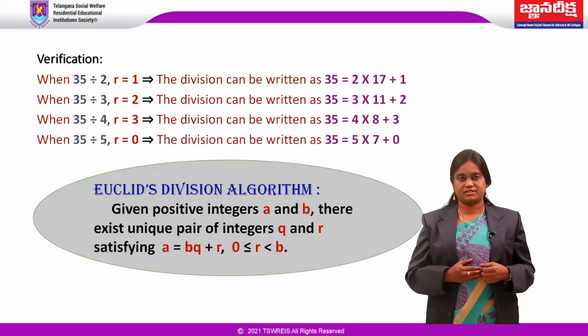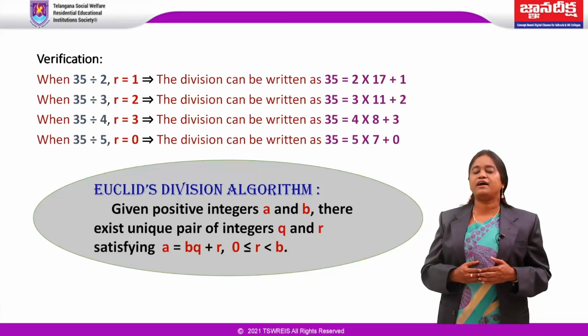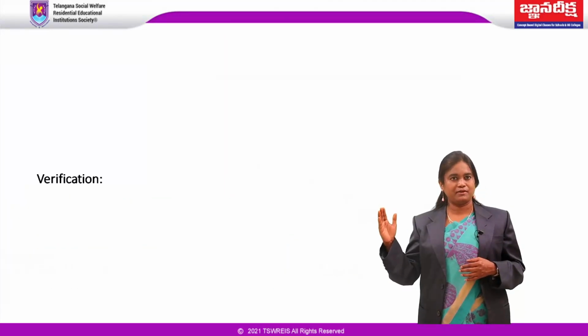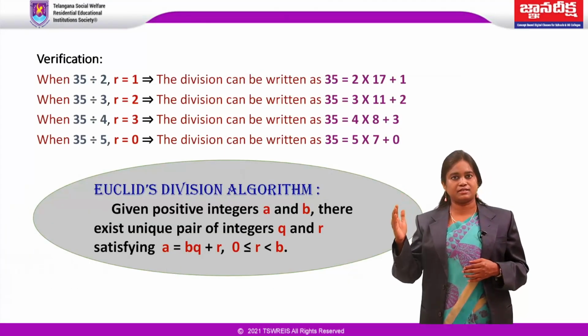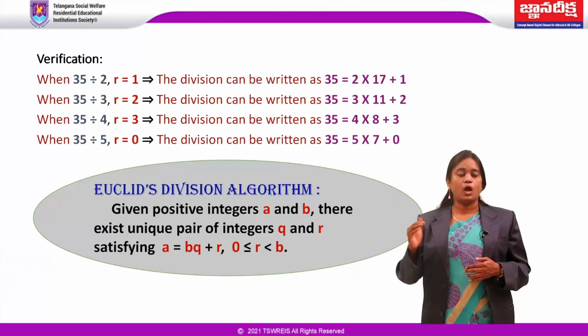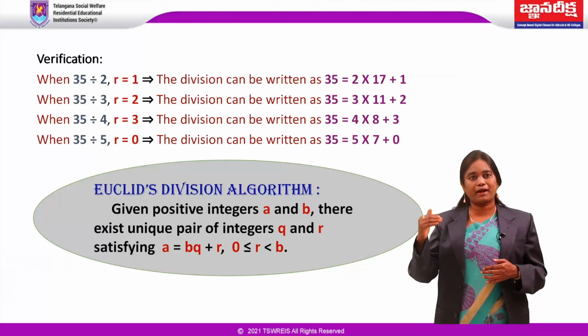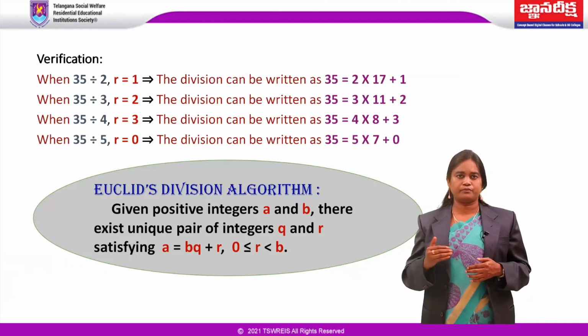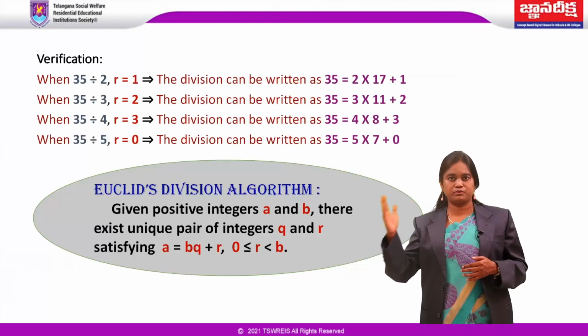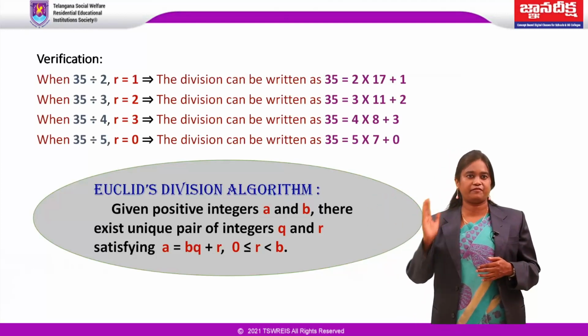Let's verify the answer. When 35 is divided by 2, the remainder is equal to 1. The division can be written as 35 is equal to 2 into 17 plus 1. 2 17s are 34, plus 1, 35. When 35 is divided by 3, the remainder is 2. It can be written as 35 is equal to 3 into 11 plus 2. 3 11s are 33, plus 2, 35.